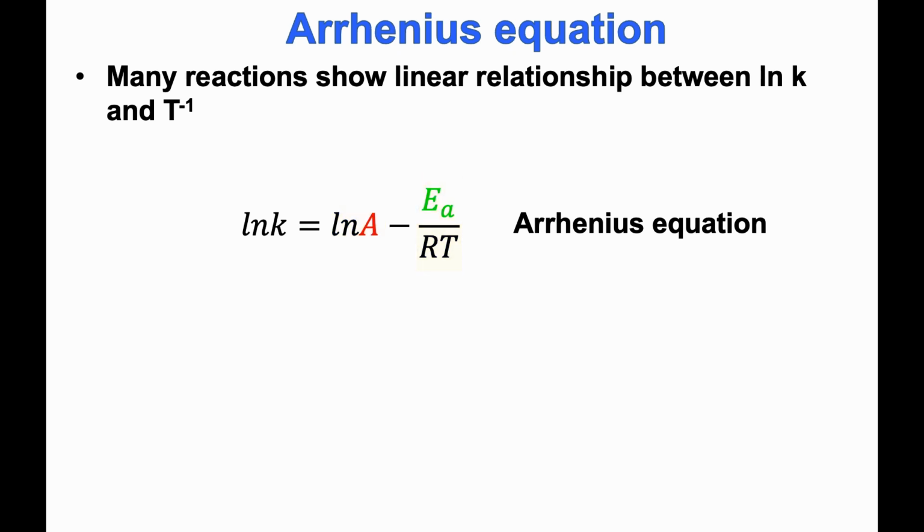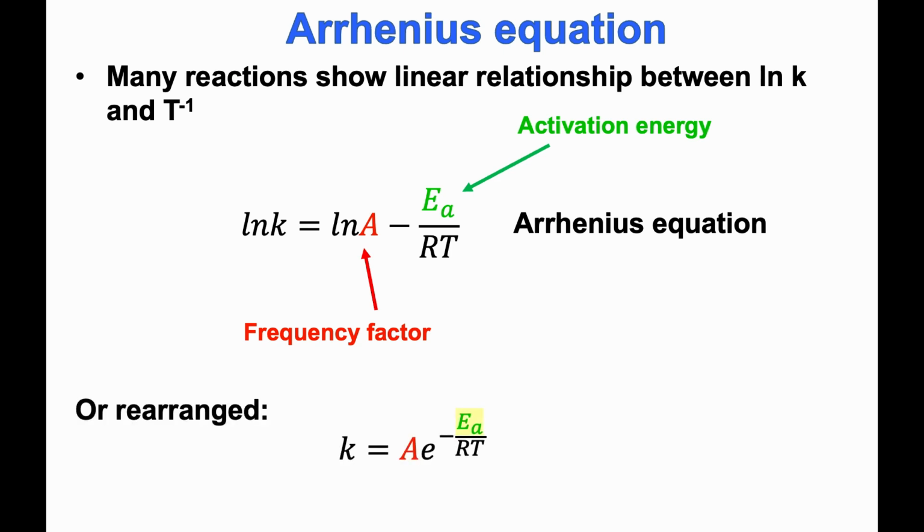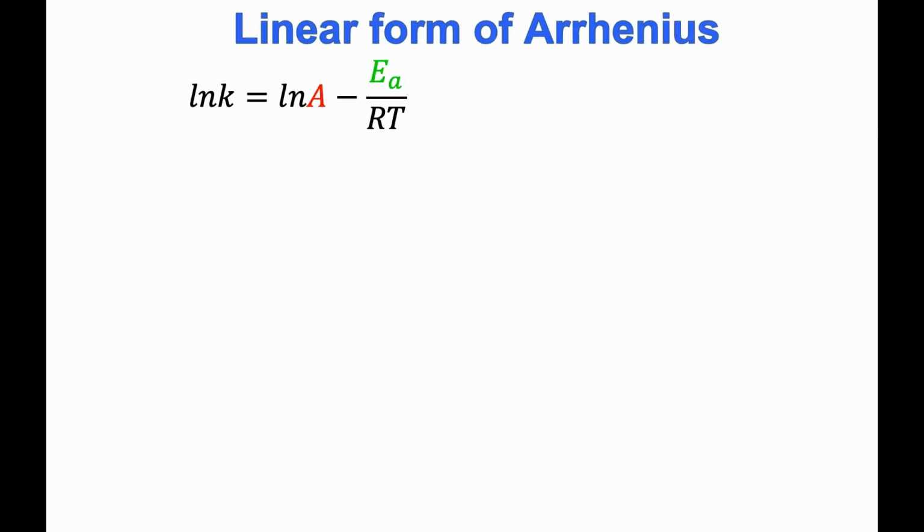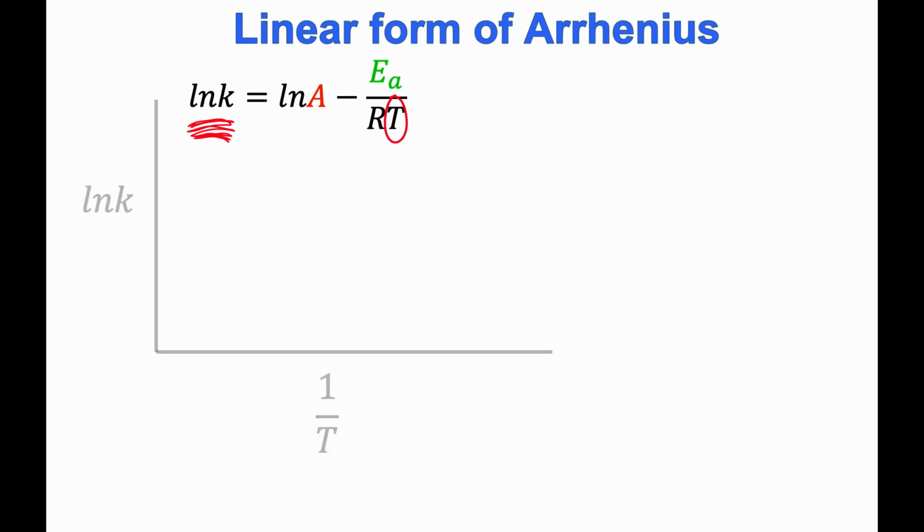This energy term is what's known as the activation energy, whereas this constant A is referred to as the frequency factor. If we rearrange this equation, we can appreciate the exponential relationship between the size of that activation energy and the speed of the reaction, where a larger activation energy gives rise to a smaller rate constant or a slower reaction. Now, this linear relationship between the natural logarithm of the rate constant and the inverse temperature can be visualized by plotting these two variables.